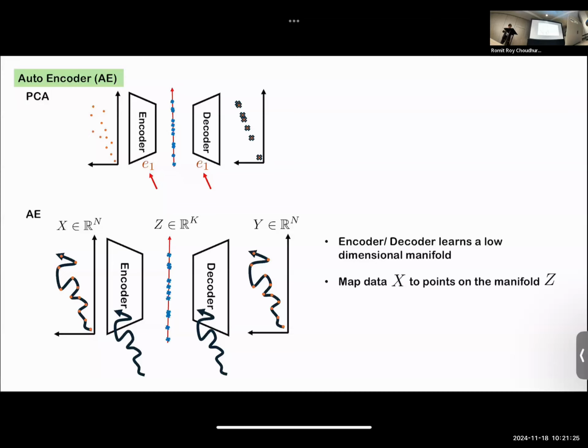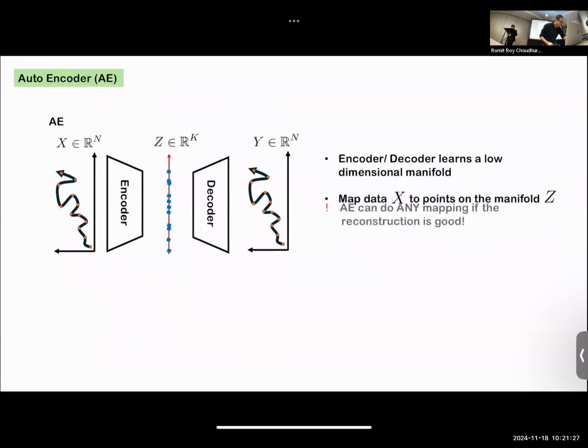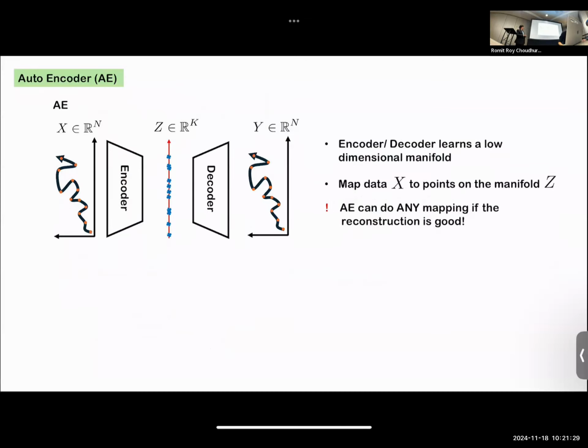Okay, so now we know the structure of the encoder-decoder. But there's one problem. Recall, we are saying that an autoencoder just guarantees that the reconstruction loss is low. And actually, if you know a little bit about autoencoders, that's what its loss function is. The loss function is just a reconstruction loss. So it can do any mapping as long as the reconstruction is good.